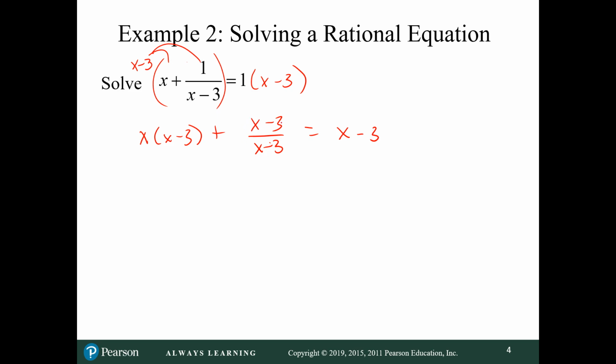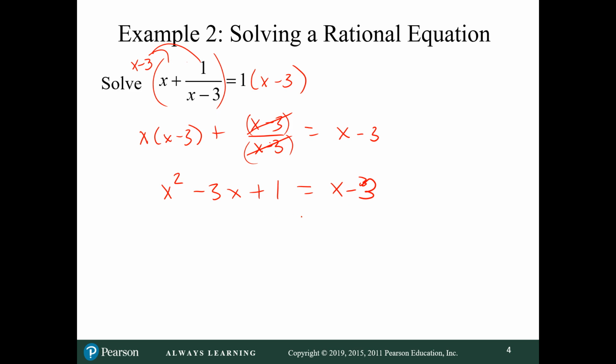Now, when you have x minus 3 over x minus 3, the whole thing cancels with the whole thing, not just x and 3 and 3. The whole thing and the whole thing. Okay, it's got to be a whole quantity at a time with a whole quantity at a time. When those cancel, what do they equal? Not 0, but 1. So if we distribute here, we get x squared minus 3x plus 1 equals x minus 3.